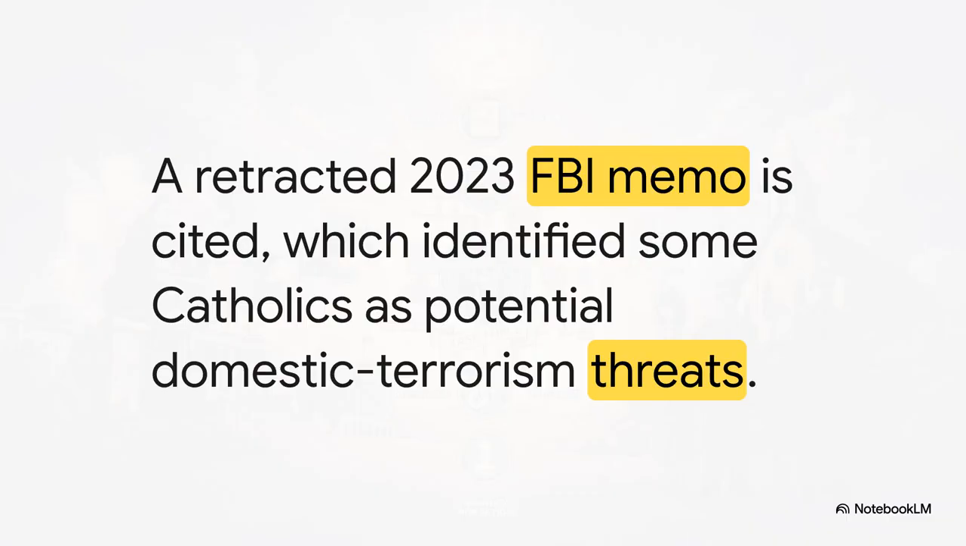And this next one is interesting. The order also brings up a pretty controversial FBI memo from 2023. Now, this memo suggested that some radical traditionalist Catholics could be potential domestic terrorism threats. What's key here is that the FBI retracted that memo, but the fact that the executive order still includes it, well, that's a deliberate choice. It's meant to argue that there's a pattern of bias, even at the highest levels of government.